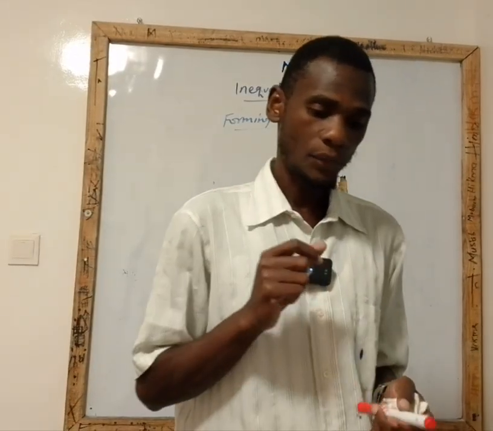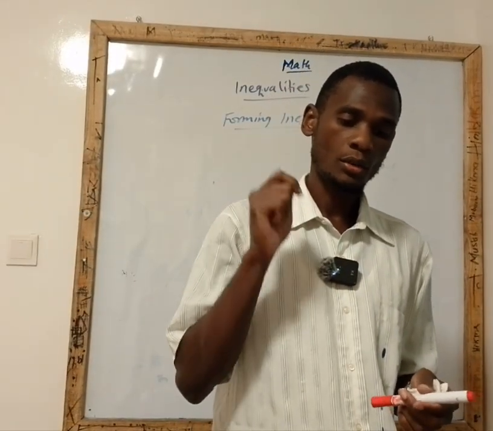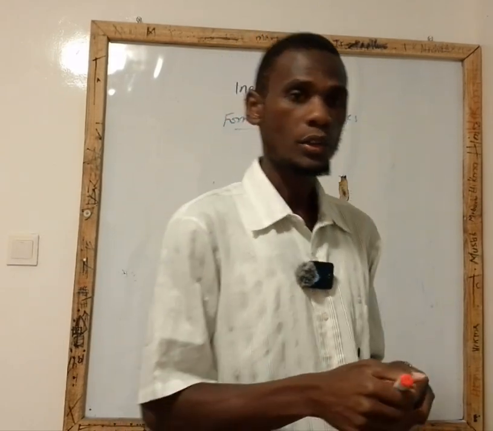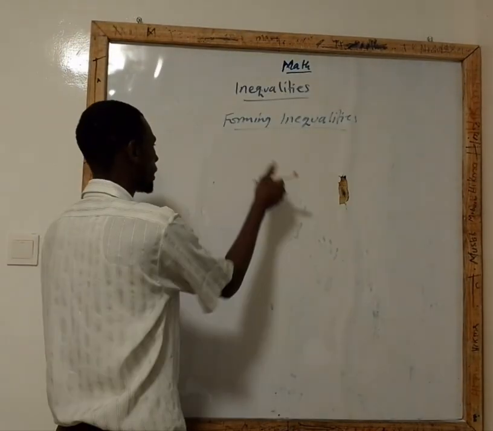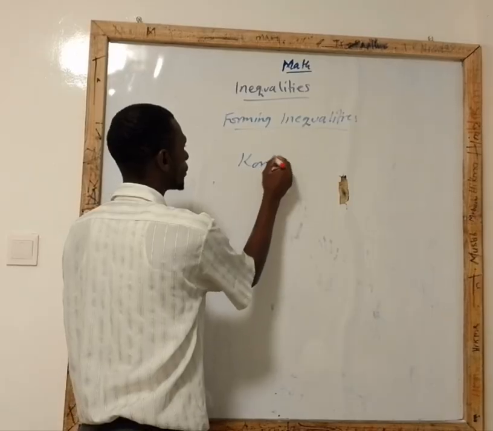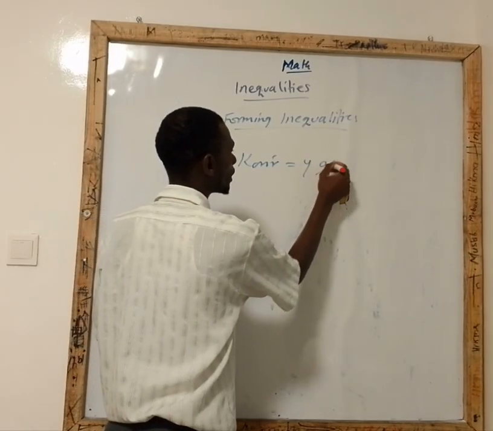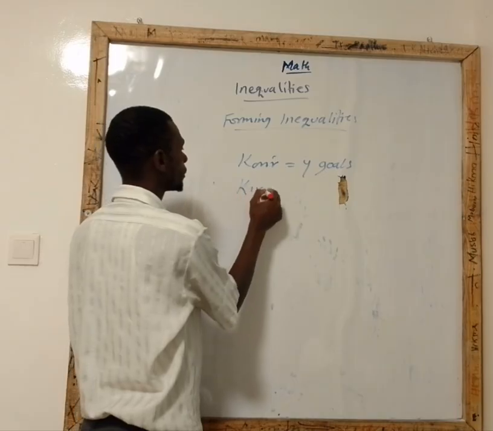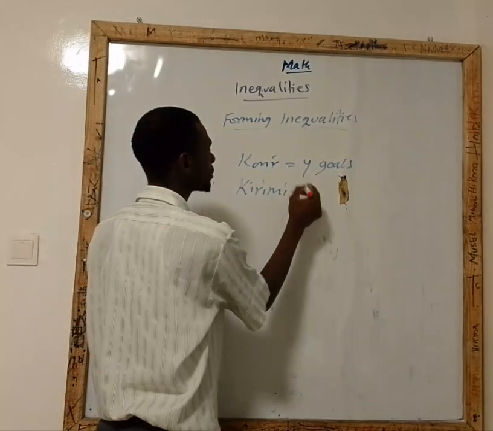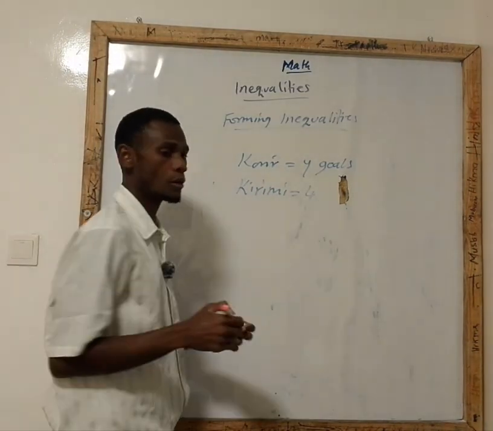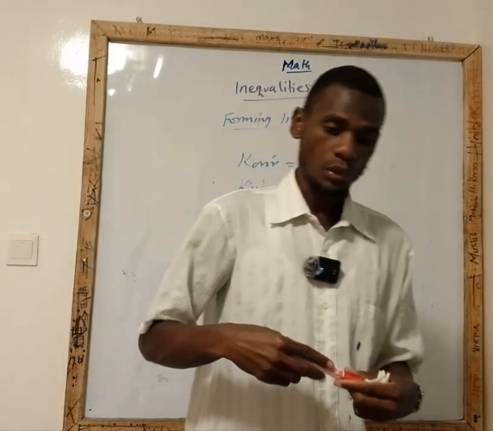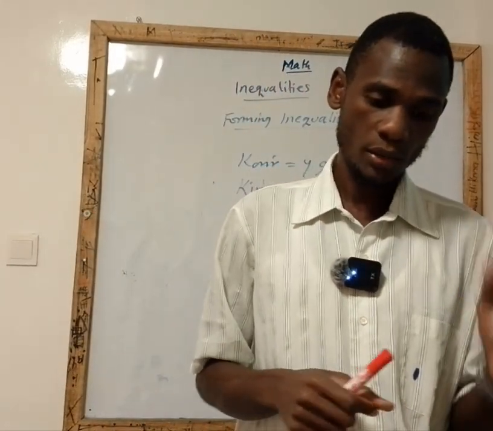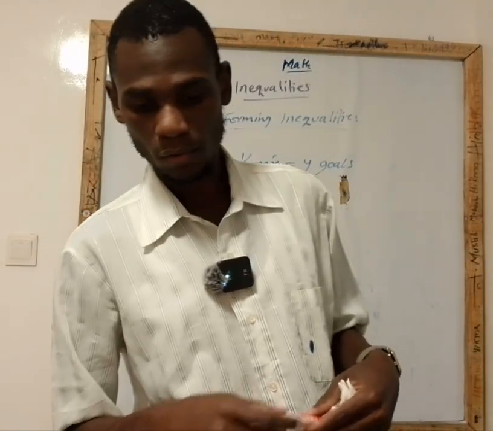In a match, Korir scored Y goals and Karimi scored 4 goals. So there are two people here. There is Korir who scored Y goals. We don't know the number of goals, so we call them Y goals. Then there is Karemi who also scored, but this one we are given. This one scored 4 goals.